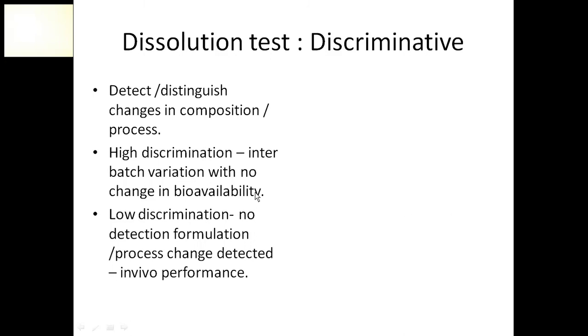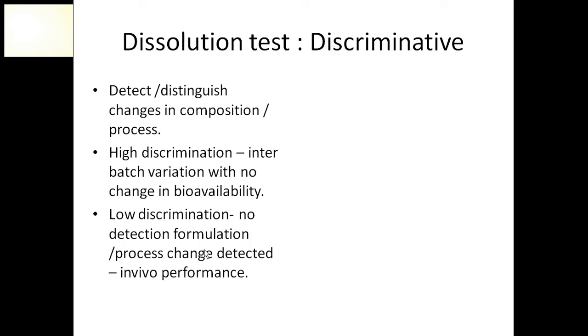So this is one thing which is not desirable, is high discrimination, because it may result in inter-batch variation of dissolution studies, but it will not be implied on the viability. So this is not desired. Second is a low discrimination. Low discrimination suggests that it is not able to detect the changes occurring due to the formulations, but it is resulting in the changes in the in vivo process. So even this is also not desired. So what we need is an optimum balance of discrimination by using a proper dissolution test.